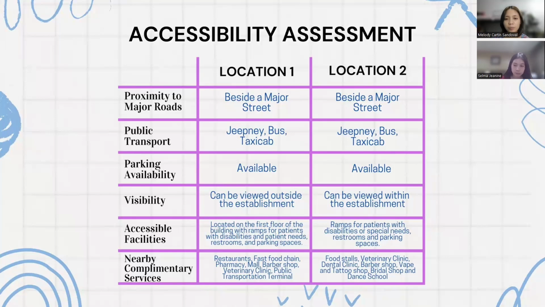For the nearby complementary services, location 1 has restaurants, fast food chain, pharmacy, mall, barber shop, veterinary clinic, public transportation terminal. While for location 2, it has food stalls, veterinary clinic, dental clinic, barber shop, vape and tattoo shop, bridal shop, and dance school.